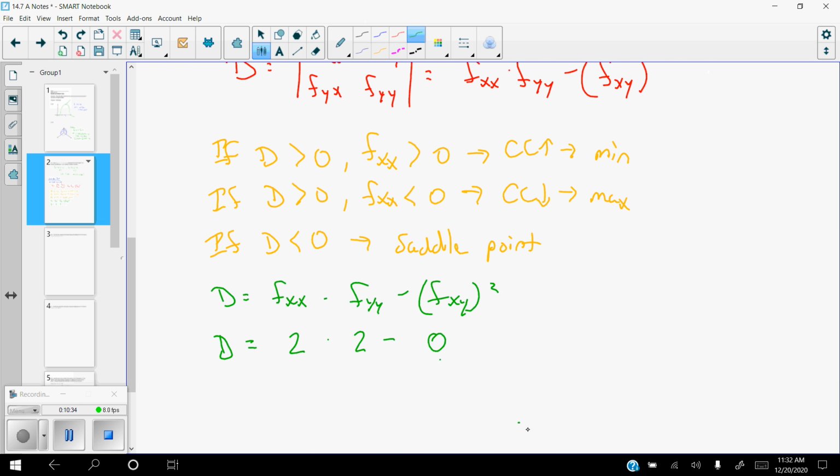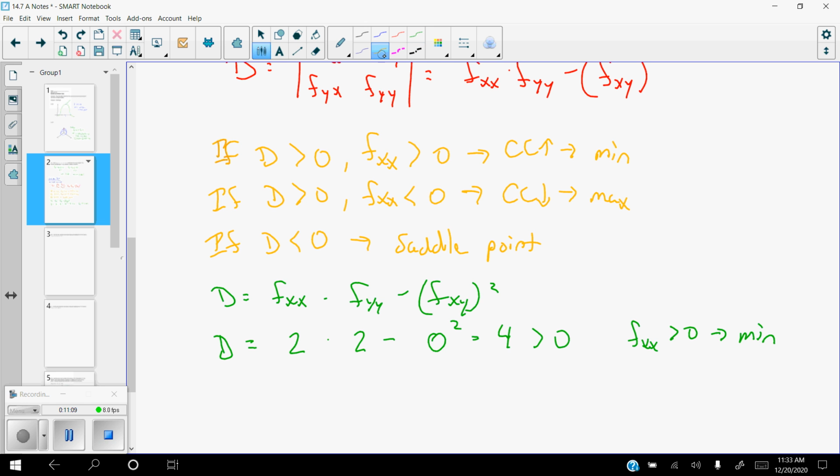Normally, we're going to write some more information out here, but since these all worked out to be nice, easy constants, there was not really much to write. So what you get, oh, that should be squared, although that's not going to make any difference, is 4. 4 is a value which is greater than 0, so we have a critical value. So all we need to say now is, what is the sign of fxx? Well, fxx is greater than 0 because it's 2, which means that this thing is going to be concave up, so we have a minimum.